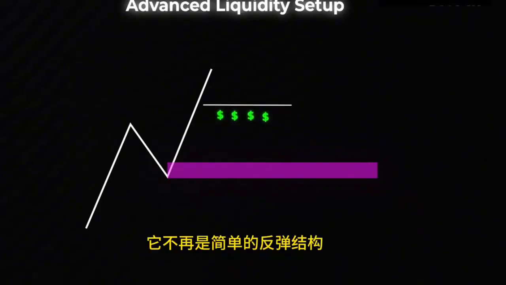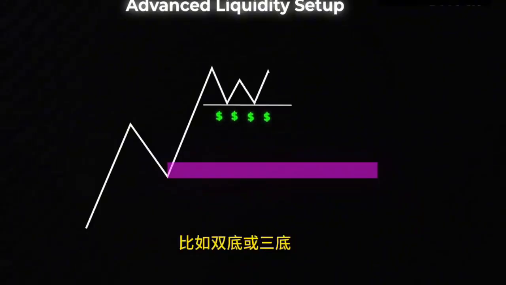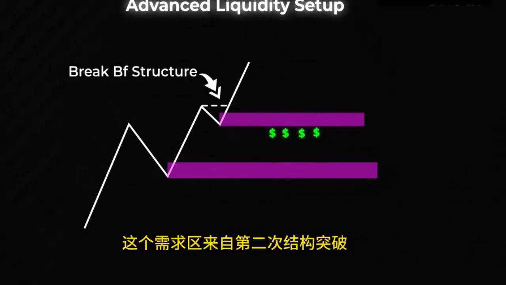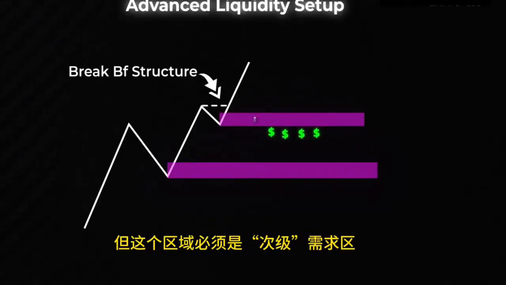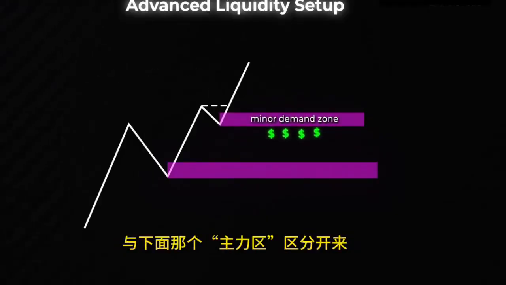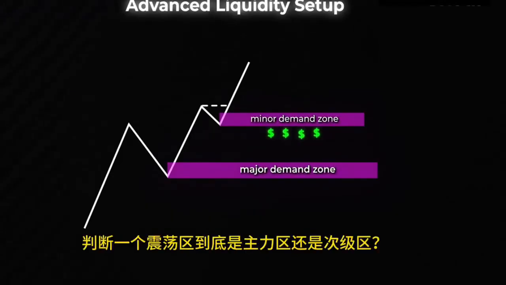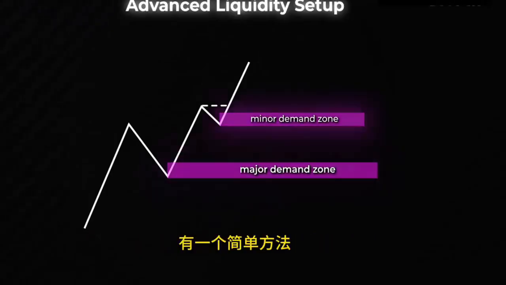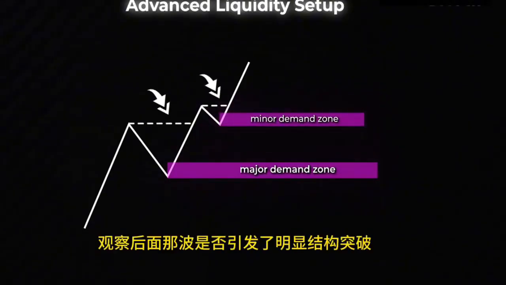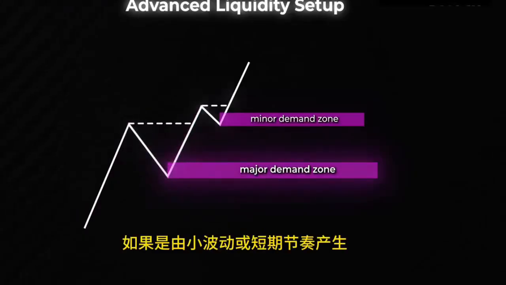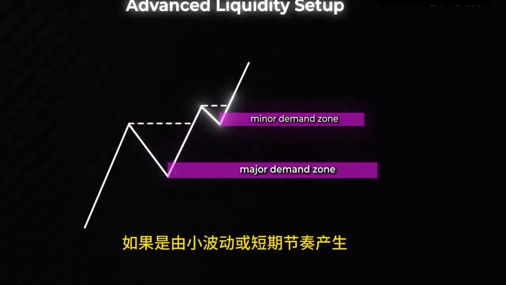Instead of being a typical rejection pattern like a double bottom or triple bottom, the liquidity is formed by another demand zone, created from a second break of structure. However, this second zone must be a minor demand zone, slightly different from the major zone found below it. So, how do we know whether a supply or demand zone is considered major or minor? Simple. We look at the break of structure that formed after. If the break came from a large, obvious price swing, it's a major zone. If it came from a small, short-term move, it's a minor zone.